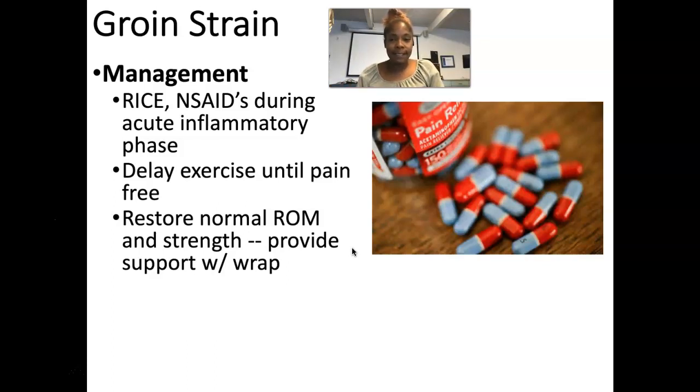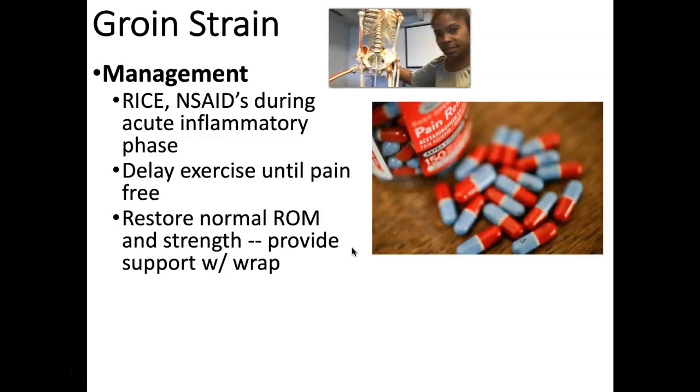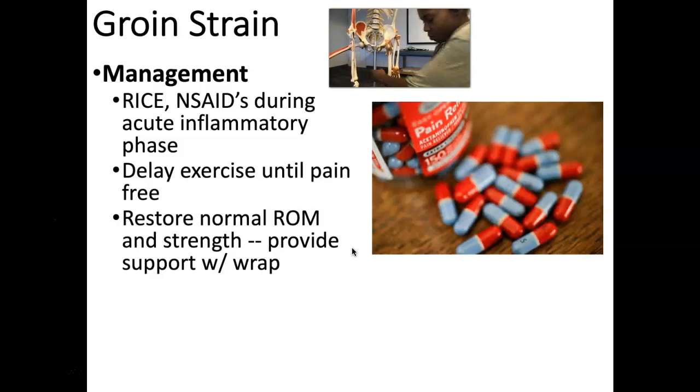Rice, NSAIDs, and then the biggest deal with adductor strains is you delay exercise until they're pain-free, and here's why. What we know about the hamstrings, the adductors, right? Let's take a look at this. What we know about the adductor muscles is this right here.